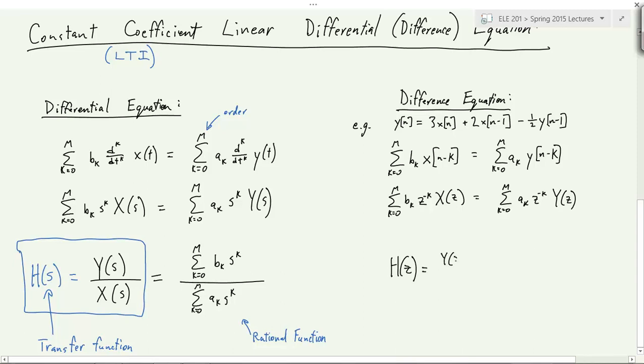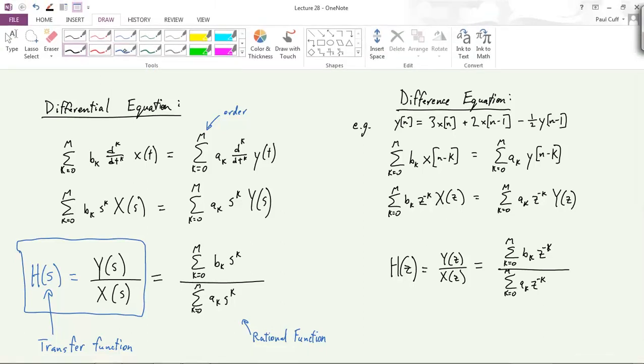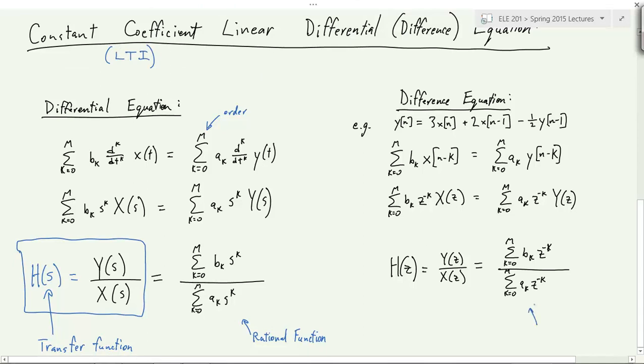y of z over x of z equals the sum of the b's times z to the negative k, over the sum of the a's. So you get a polynomial in the numerator and a polynomial in the denominator. Now, these are polynomials of z inverse. This is rational, but to find the poles and zeros, you should multiply out with z's so that you have positive exponents.